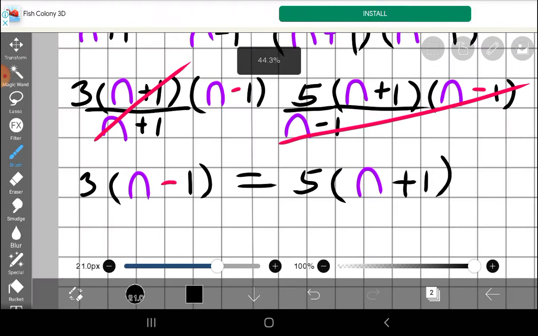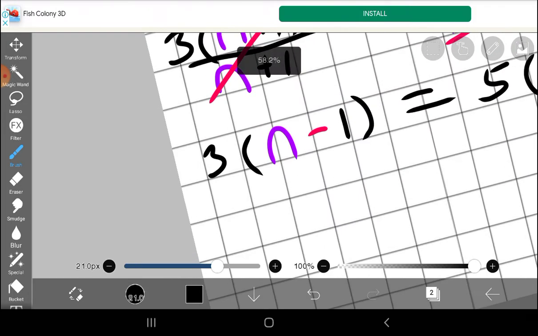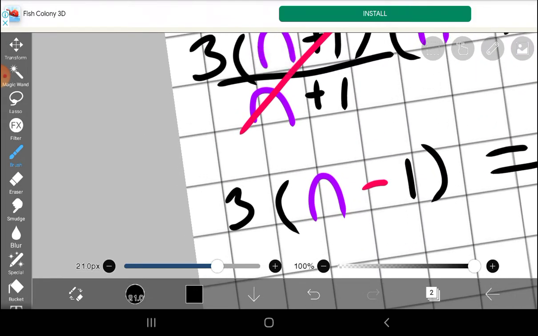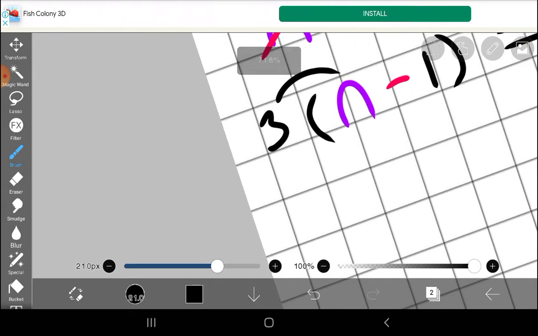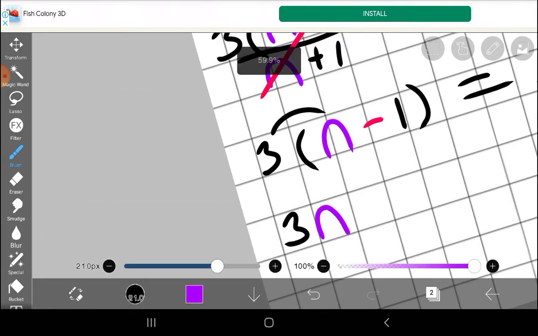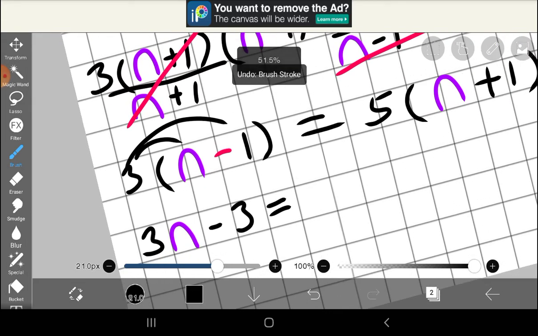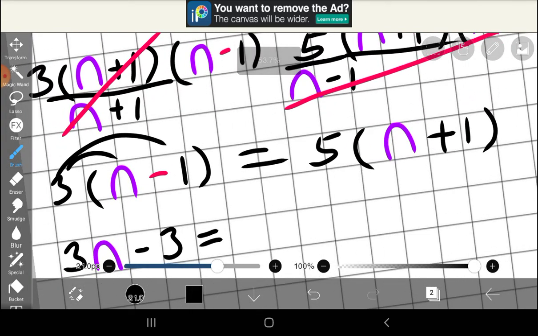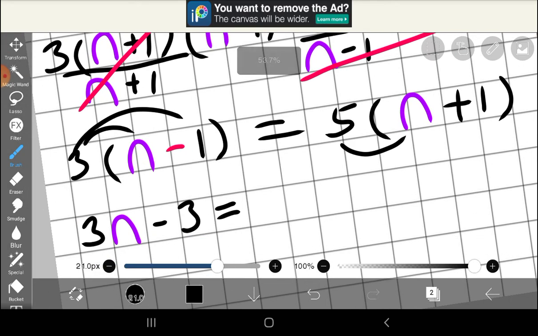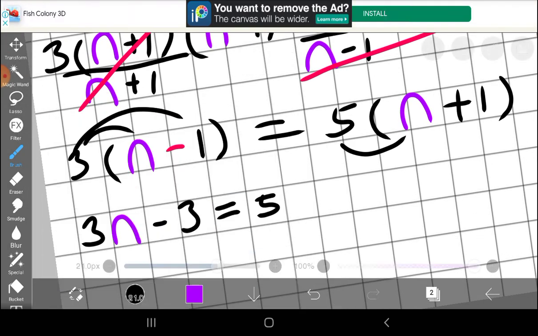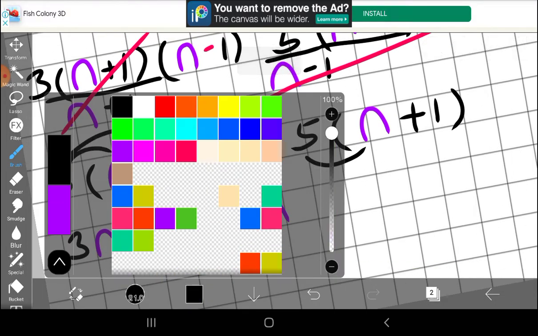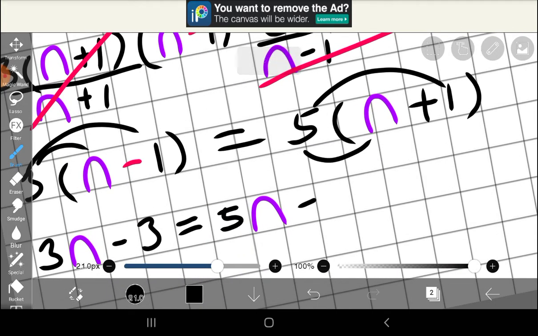Now let's solve. What you will use is distributive multiplication. n times 3, 3 times n is 3n, and then 3 times negative 1 is negative 3, equal to, same here, we will use distributive multiplication. 5 times n is equal to 5n, and 5 times 1 is equal to 5.